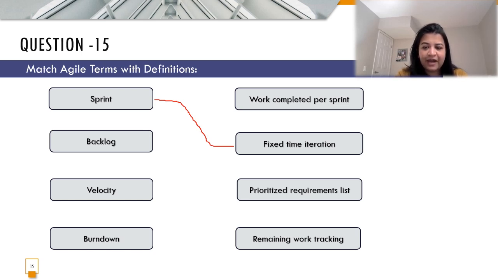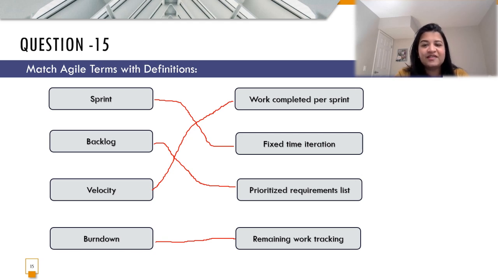Next we have backlog. Backlog is the prioritized requirement list, as in what are the tasks that need to be completed for delivering the product to the client. Next is velocity, the amount of work that is completed per sprint is termed as velocity. And then last we have burn down, which is the amount of work that is remaining and we keep a track of it. So that is what a burn down chart is.